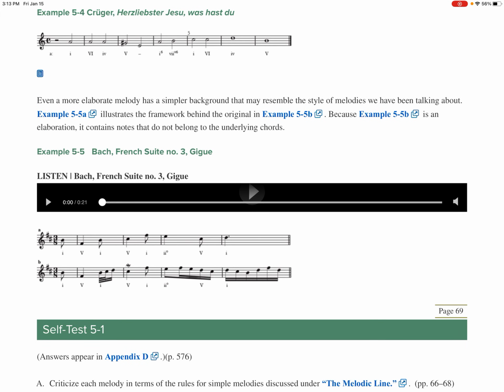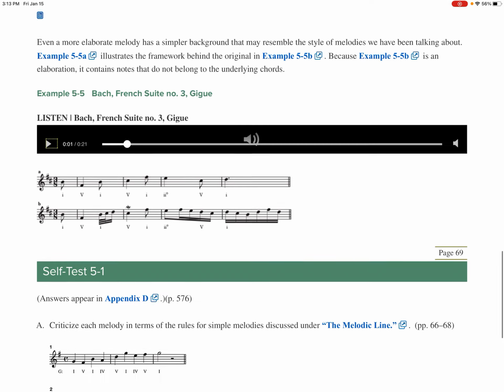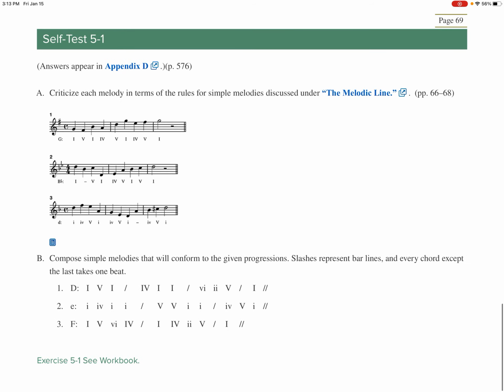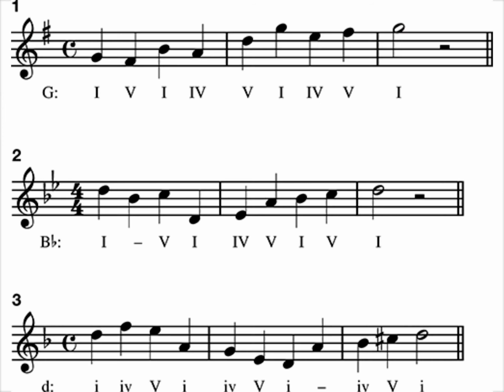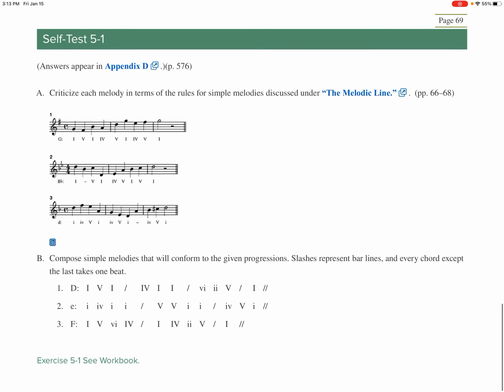Let me listen to a little Bach French suite here. Example 5. Actually, I'm going to let you listen to that on your own because I'm going to get an echoing sound if I do. I would like you to go ahead and criticize these melodies on your own. The answers are in the back of the book, so go ahead and do that.